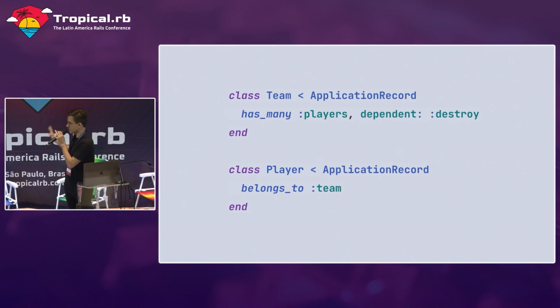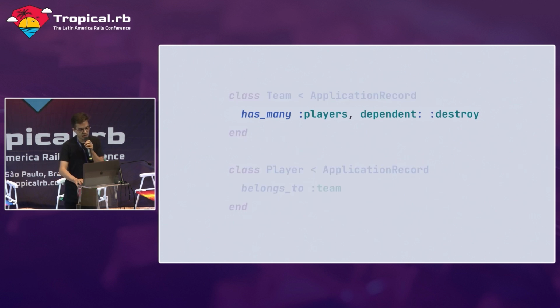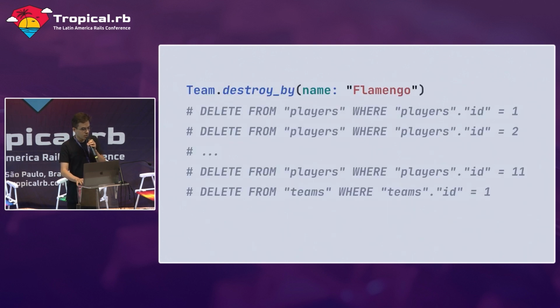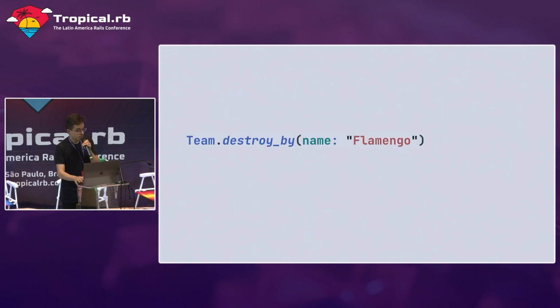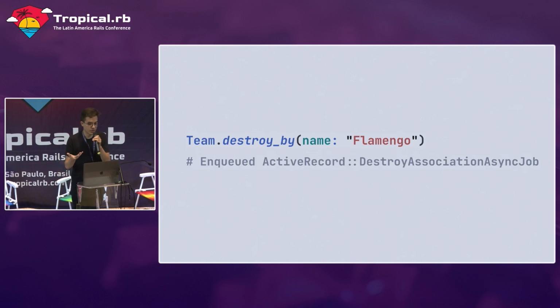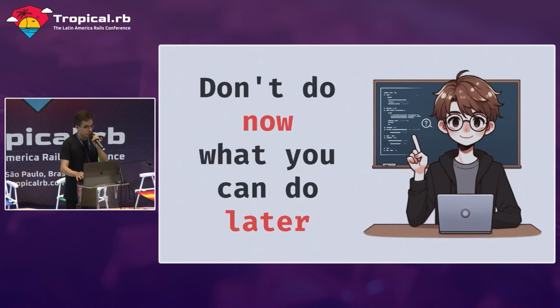Okay, let's explore something different. Say you have a team model and a player model, and a team has many players. And we have this dependent destroy association, which means that when we destroy a team, we first delete all of its players to destroy the team. If you have a lot of associated records, that can take a long time. And if that sounds bad to you, you can try dependent destroy async. What it does is, when you delete the team, now Rails will enqueue a job for you, and that job will delete the associations, basically.